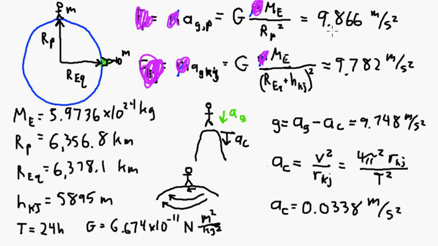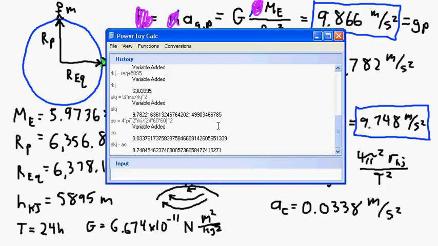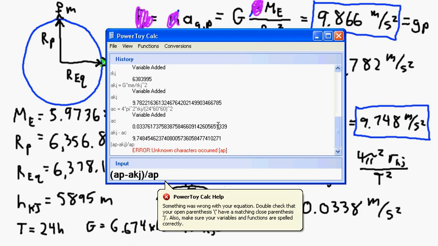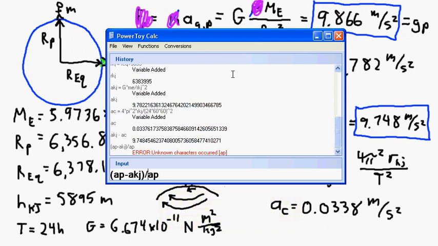So at the pole, this is the g you experience, and this is the g you experience on top of Kilimanjaro. What we're comparing is the gravity you feel at either pole versus the gravity you feel on top of Mount Kilimanjaro. We can just say A_P minus A_KJ divided by A_P. Why did I get that wrong? Oh, probably because I didn't calculate A_P. Let's see. Oh, A_GP, that's it. Well, whatever. Okay. Actually, it's this.